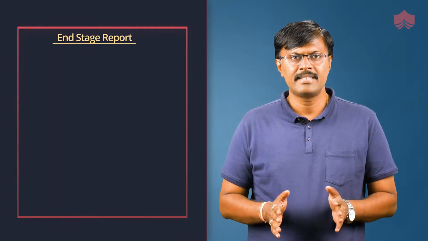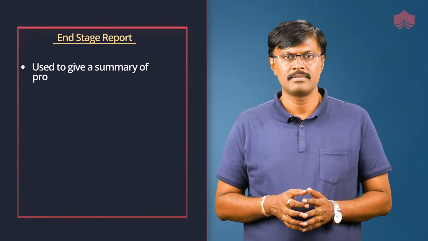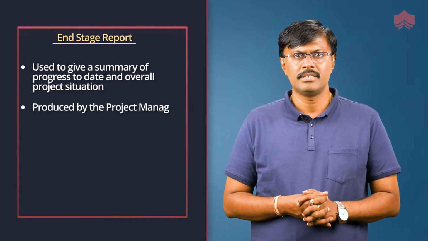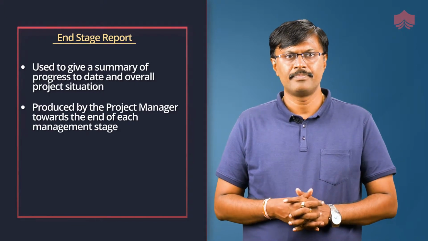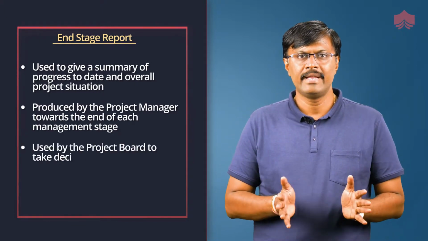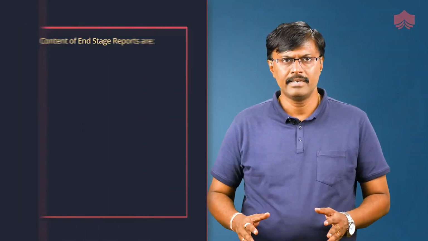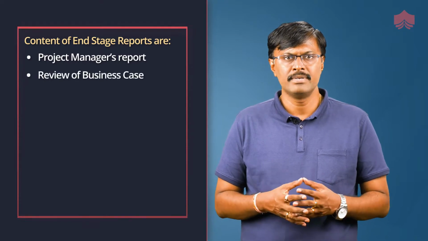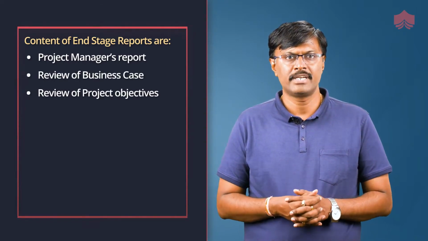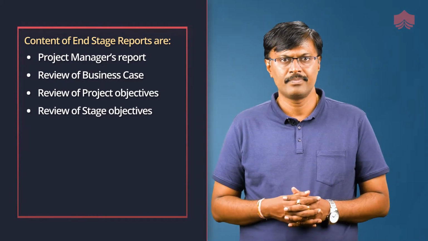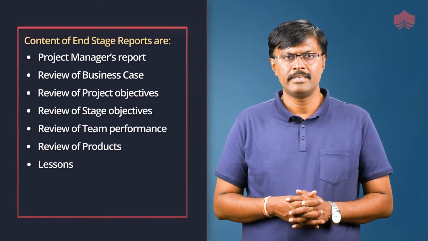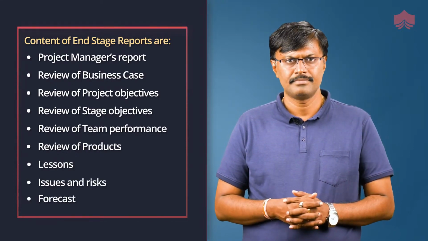risks. End stage report. An end stage report is used to give a summary of progress to date and overall project scenarios, produced by the project manager towards the end of each management stage, and used by the project board to take decisions and actions. The contents of an end stage report are project manager's report, review of business case, review of project objectives, review of stage objectives, review of team performance, review of products, lessons, issues and risks, and forecast.